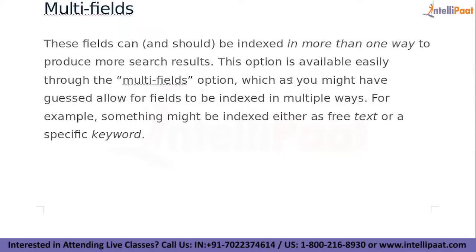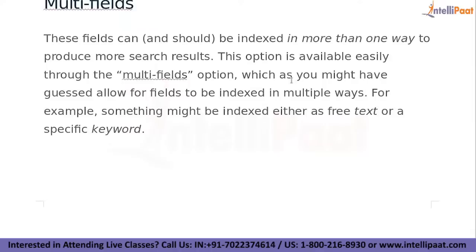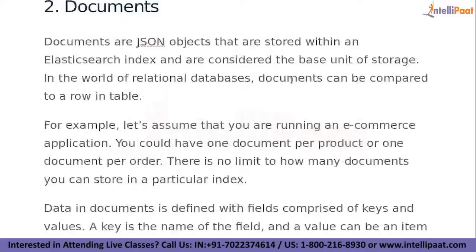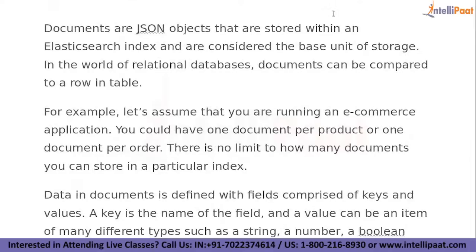Then document. Documents are the JSON objects that are stored within an Elasticsearch index and are considered the base unit of storage. Don't confuse the index with indexing. Please keep remembering that in Elasticsearch, index means data, a group of data, and each data item is going to be called a document.